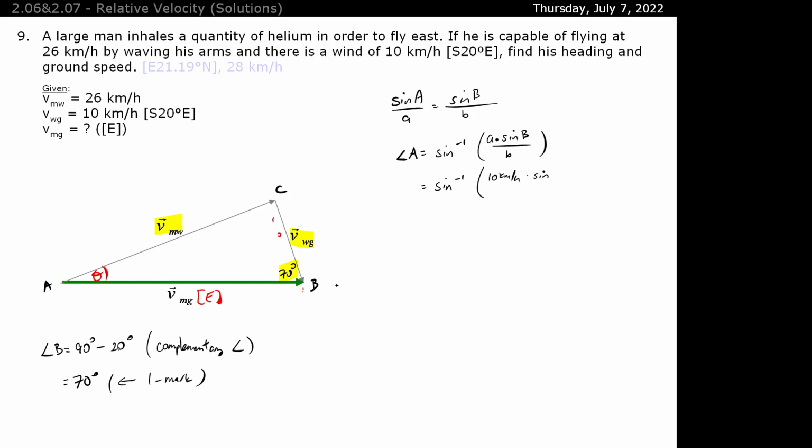Okay, we have B's pair. So sine of B, which is at 70 degrees, over side length B, which is man to the wind of 26 kilometers per hour. Some might be wondering, do we need to convert this to meters per second first? No. As long as the units are the same, they will divide out in your favor at the end after all. So don't worry too much about what unit you should be using. Just make sure they're consistent. That's the most important part.